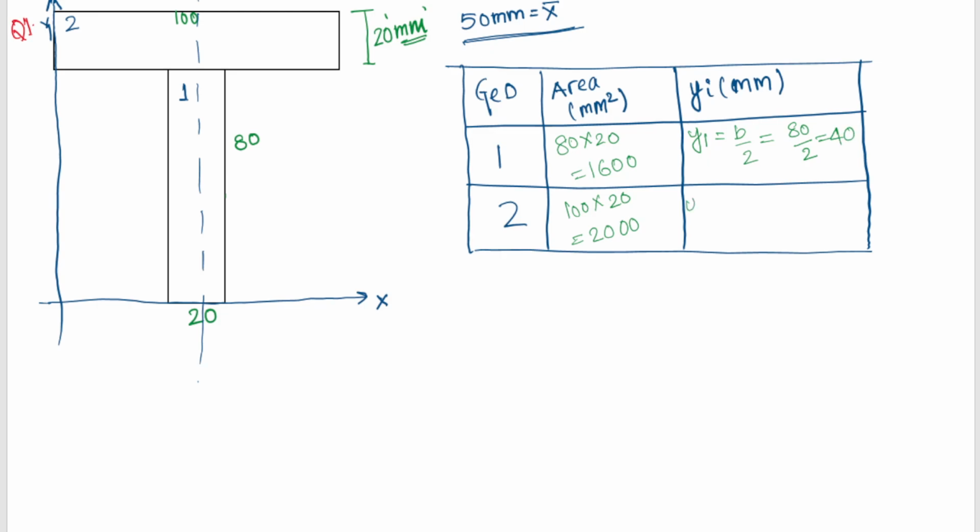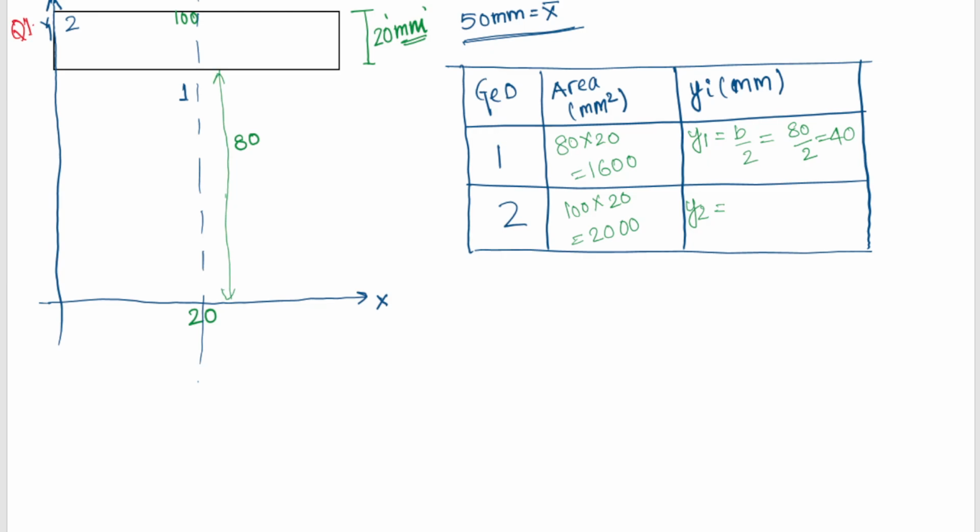Now y2. While dealing with area 1, we completely ignored area 2. So while dealing with area 2, remember you have to ignore area 1. I'll try to delete this bottom section just for understanding. We have only area 2. Remember, the distance between this axis and the bottom edge is 80 mm.